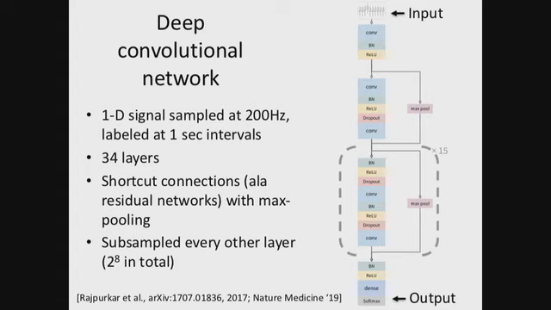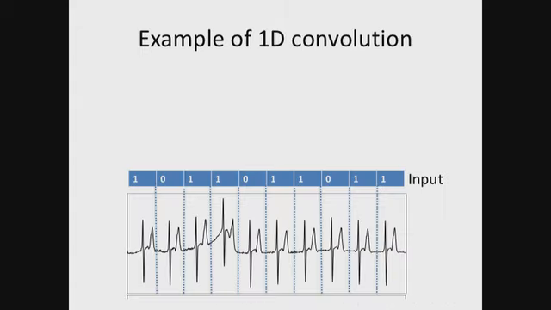And then they also have these shortcut connections, which allow you to pass information from earlier layers down to the very end of the network, or even into intermediate layers. And for those of you who are familiar with residual networks, it's the same idea. So what is a 1D convolution?